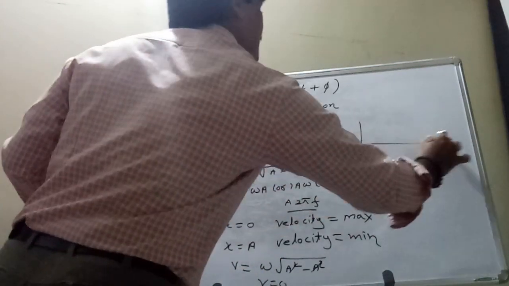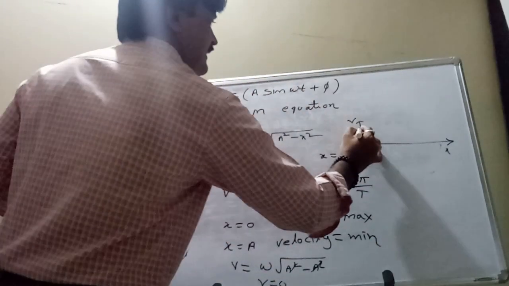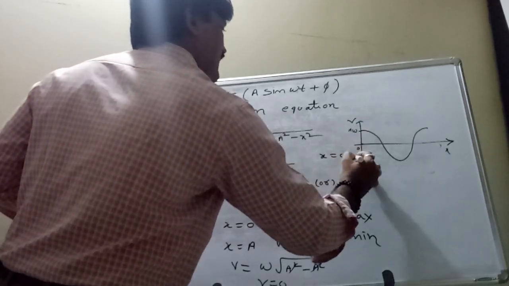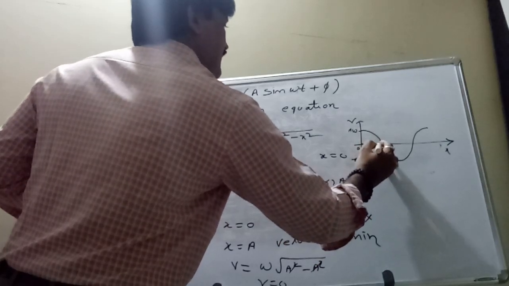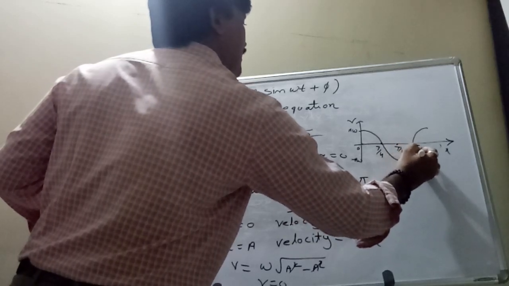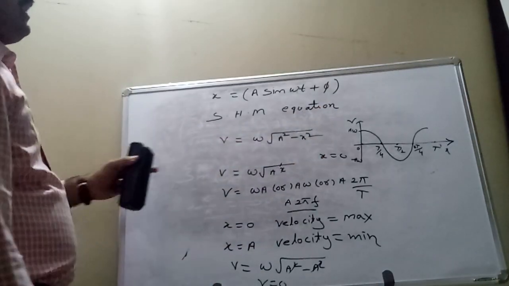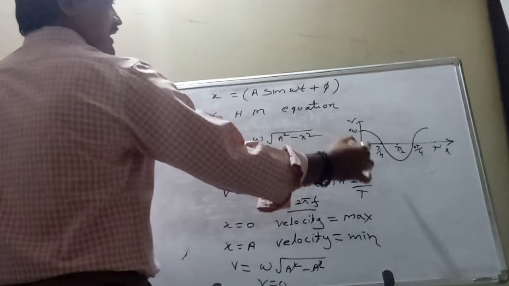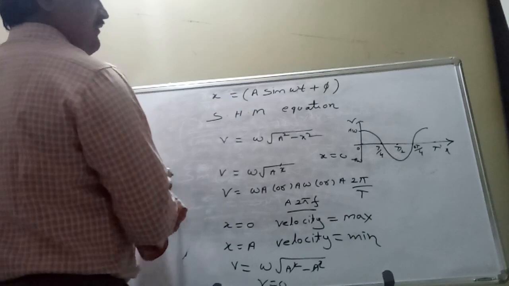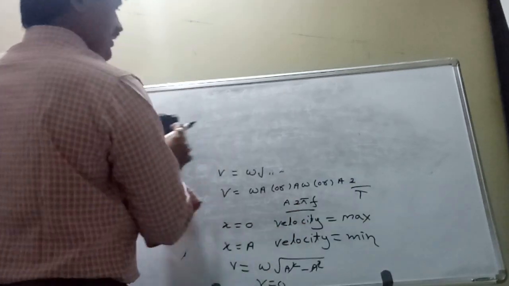So now the graph. Taking v on the y-axis and displacement on the x-axis, the graph has values 0, aω and −aω, with the time points T/4, T/2, 3T/4, T. This is the velocity-displacement curve. At displacement 0, velocity is maximum, and at maximum displacement, velocity is 0.